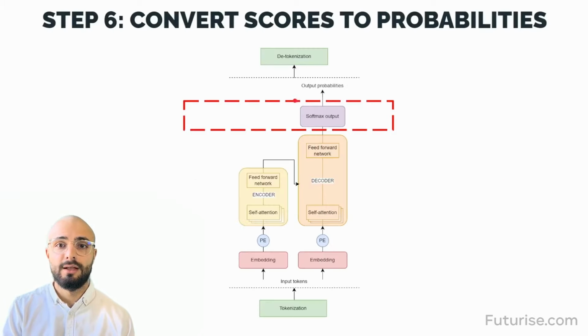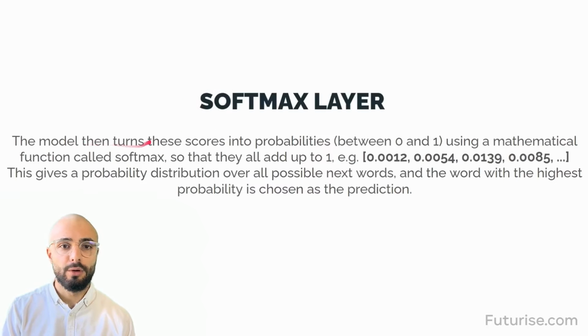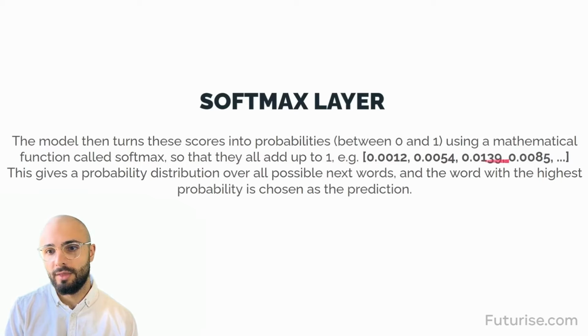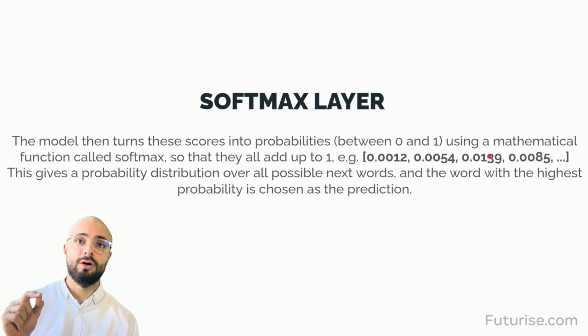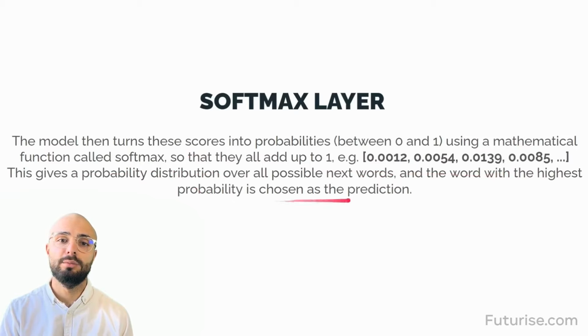What then happens is those logits or scores get fed into what you call the softmax output, and it converts those scores into probabilities. So the model turns these scores into probabilities between 0 and 1 using a mathematical function called softmax, so that they all add up to 1. So for example, this is what the vector would look like, and all these numbers, instead of being scores, are now a probability of likelihood of what the next word should be.